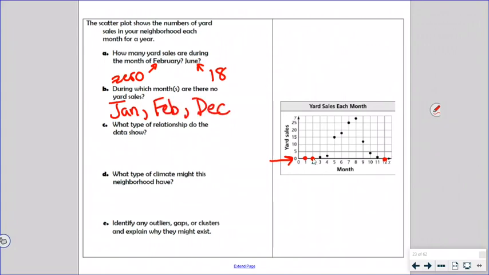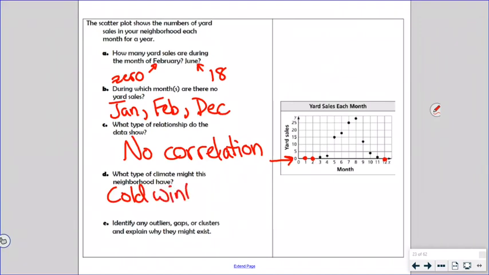What type of relationship does the data show? No correlation. Although we could say the warmer it gets, the more yard sales. So what type of climate might this neighborhood have? Kind of one like ours, like a cold winter, warm summer. You know, you're not going to go outside in 30-degree weather and have a yard sale. That's crazy.